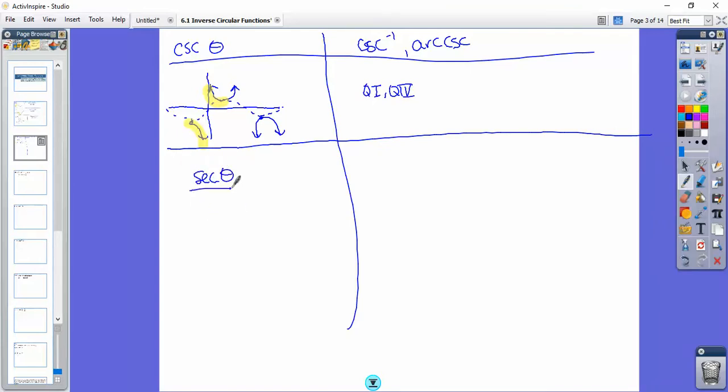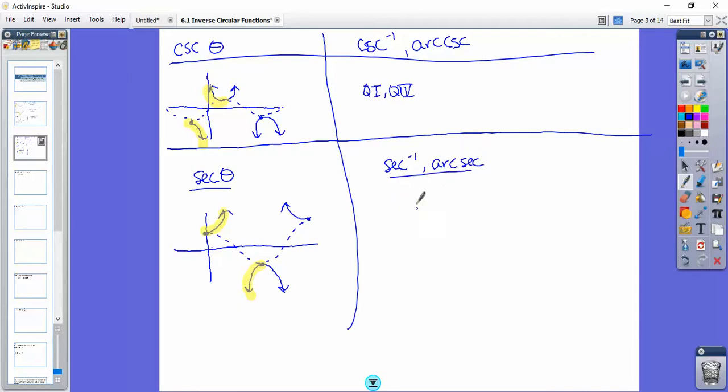Secant is the reciprocal of cosine. So we know cosine looks like this. And so when we graphed secant, it looked like this. Just like cosine was positive in 1 and negative in 2, we had the same result with secant. So secant inverse or arcsecant exists in quadrants 1 and 2.